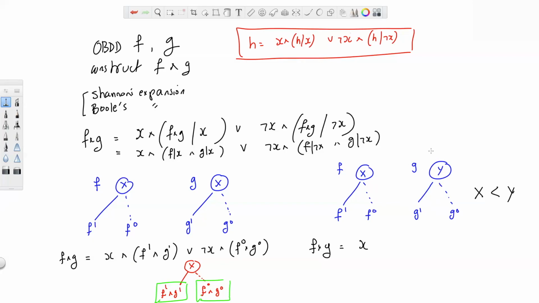So let's simplify now this similarly to what we did here. What do you end up getting? You end up getting X and. Now, F given X, we're going to get F1. And now G given X, what's going to happen?